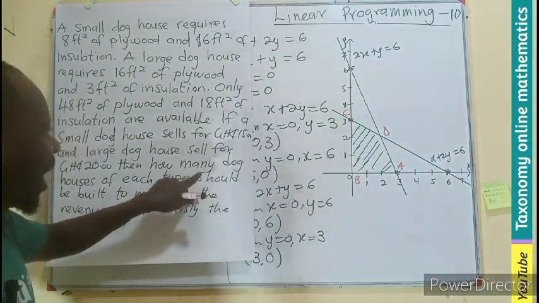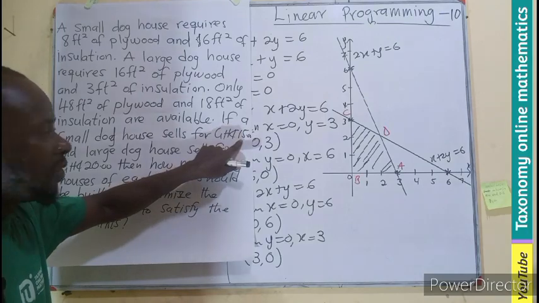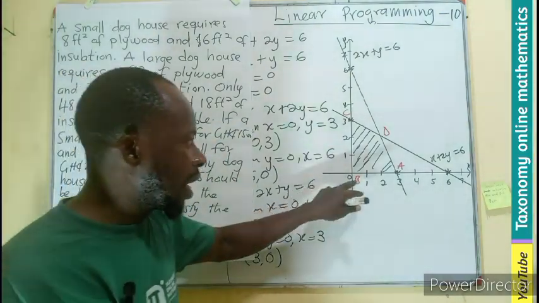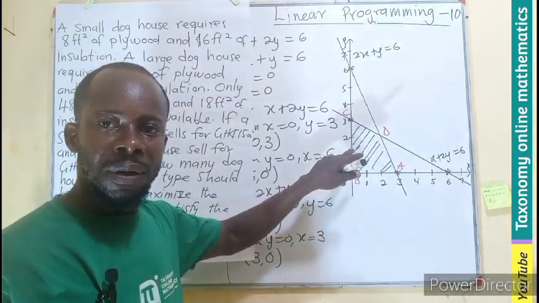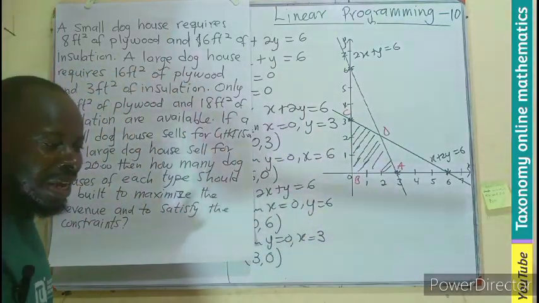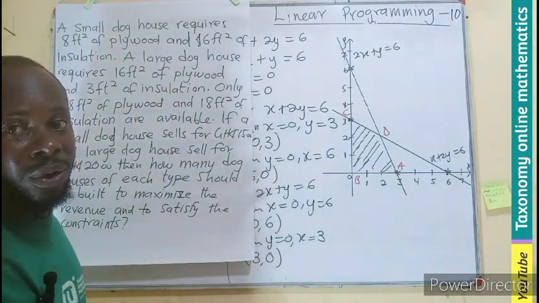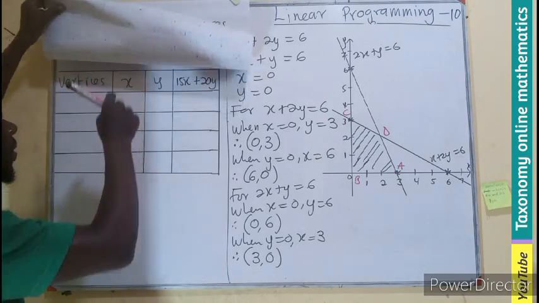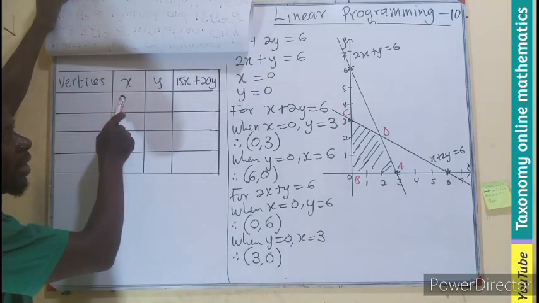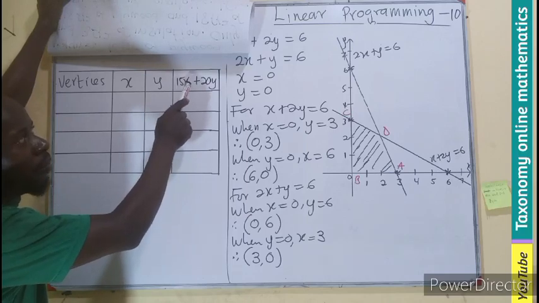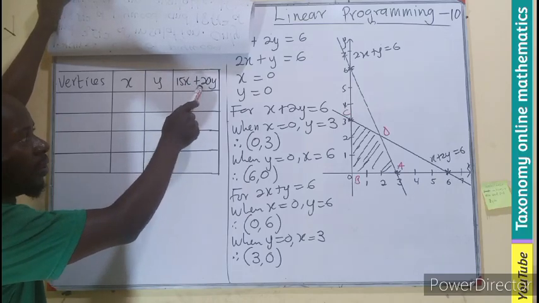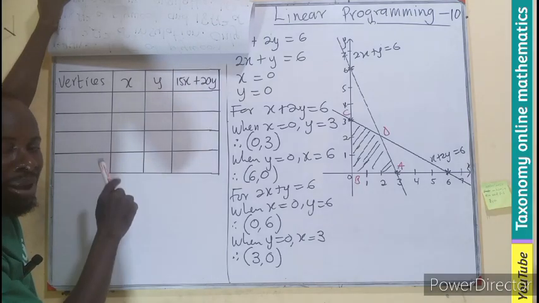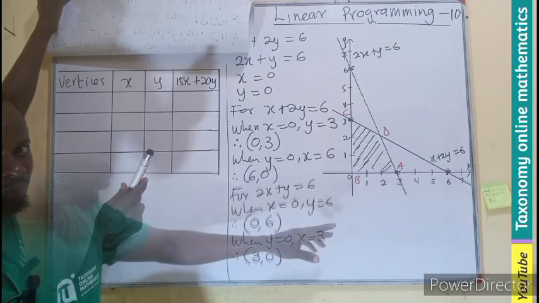In this case, the x is having a coefficient of what? 15. Then the y is having 20 as the coefficient. So when we locate the point here, substitute into that expression, that will give us the maximum value. So in this case, we are going to put those points into this table. The vertex, the point for x and y, then we substitute for the revenue formula. This is the revenue formula. We look out for the maximum one. Then we know the number that we can make in terms of small and large.